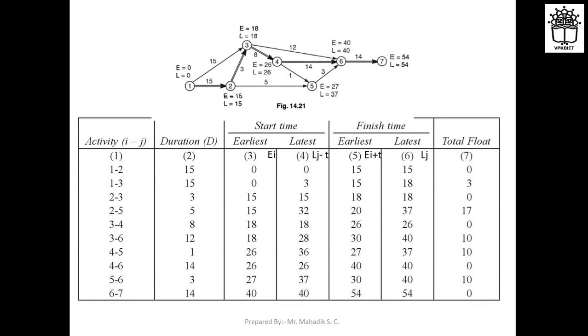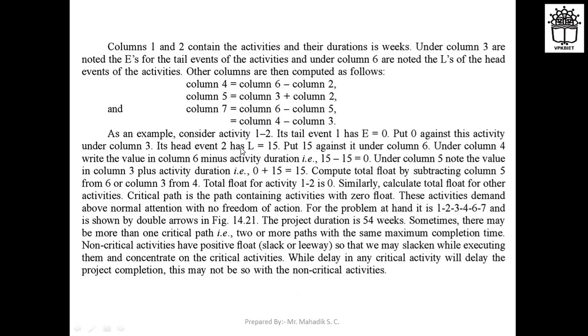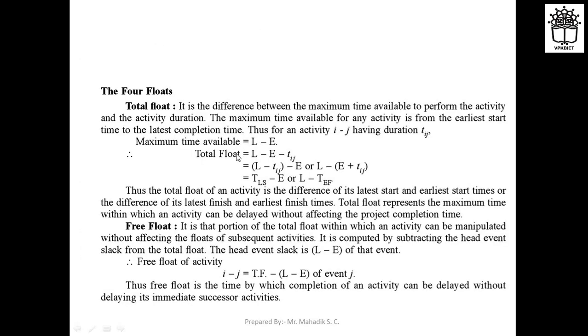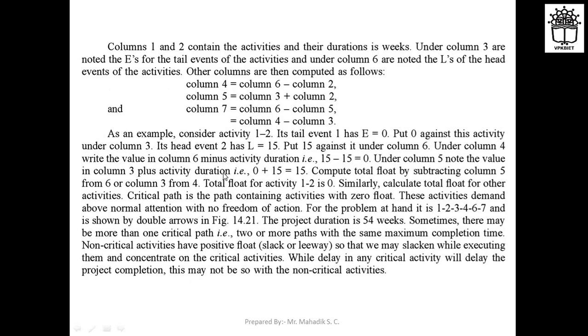But for the path 1 2 3 4 6 7, it will be 15 plus 3, 18. 18 plus 8, it will be 26. 26 plus 14, it will be 40. 40 plus 14 gives us 54. So that's why it is the critical path actually, right? So this way you can calculate the critical path from the given data, right?